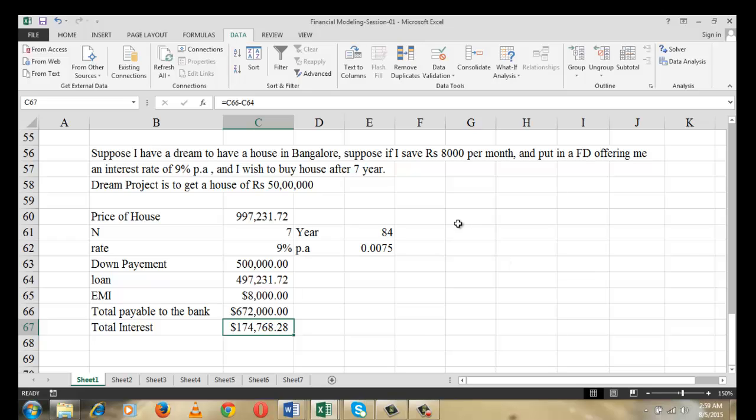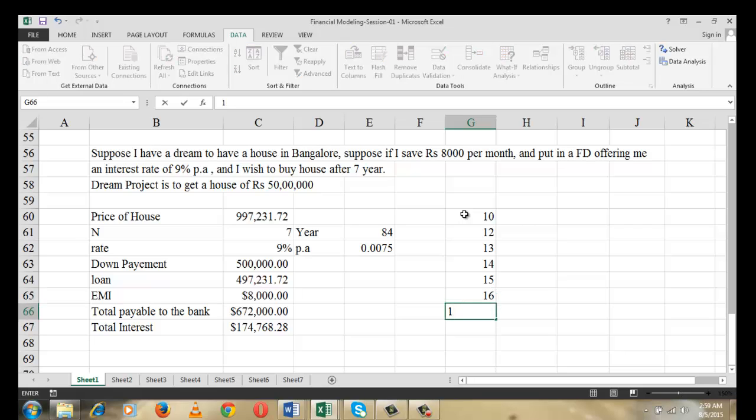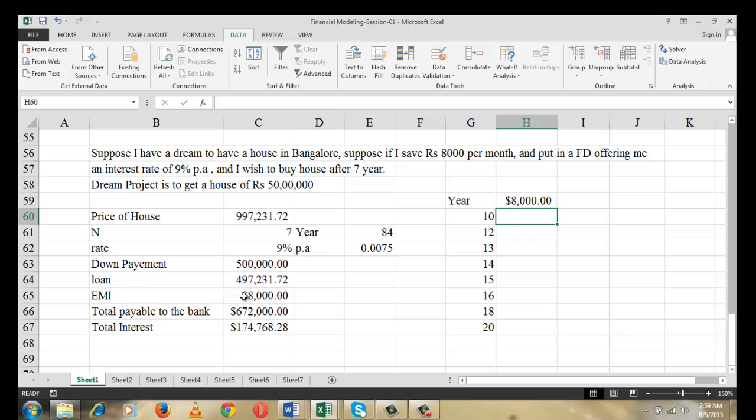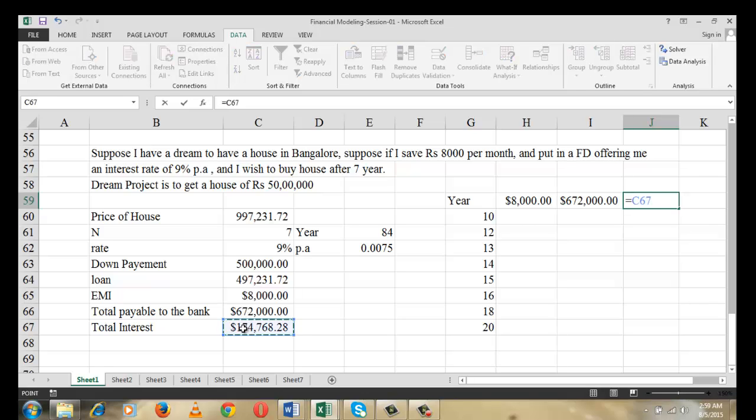How can you analyze the situation? Take the period in years, suppose I took 10 years, 12, 13, 14, 15, 16, 18, 20 years, and see how much you're paying. These are your years, and here the EMI, you can analyze the situation. Your EMI is 8,000 rupees, your total payable to the bank is 6,72,000 rupees, and your total interest came around 1,74,000 rupees.